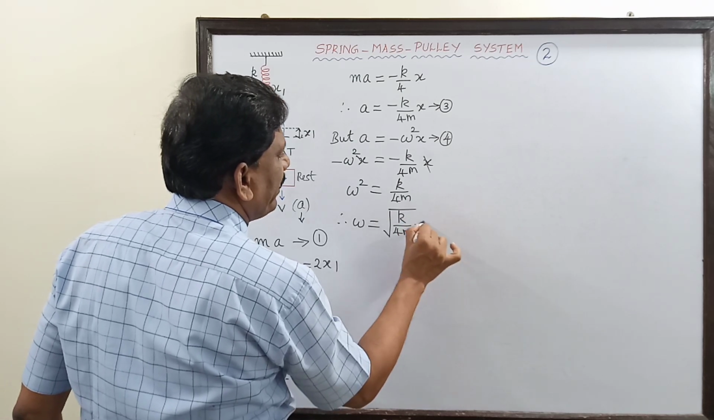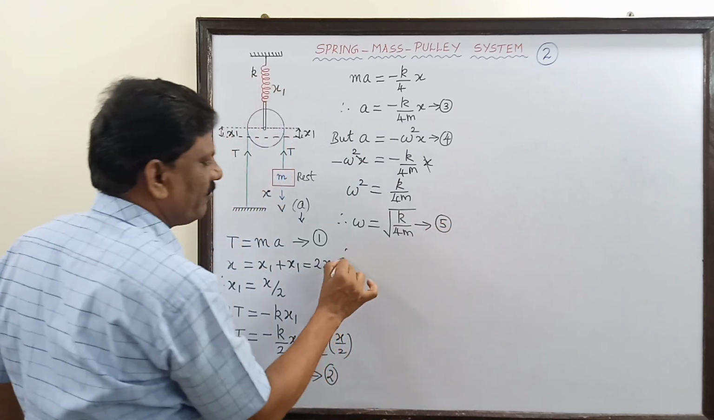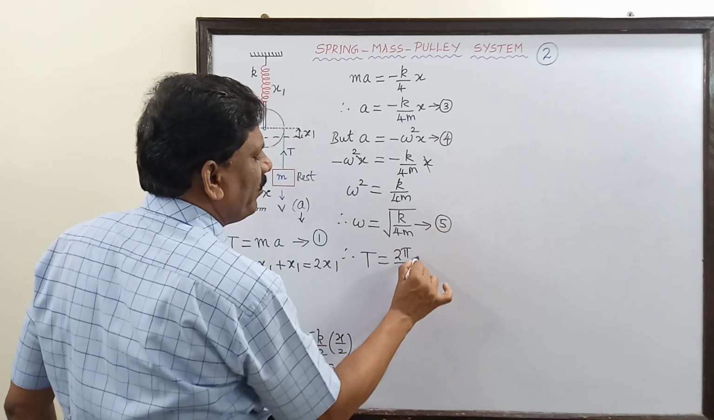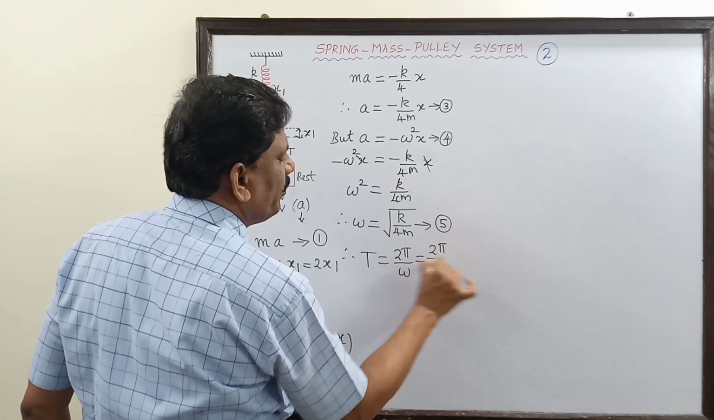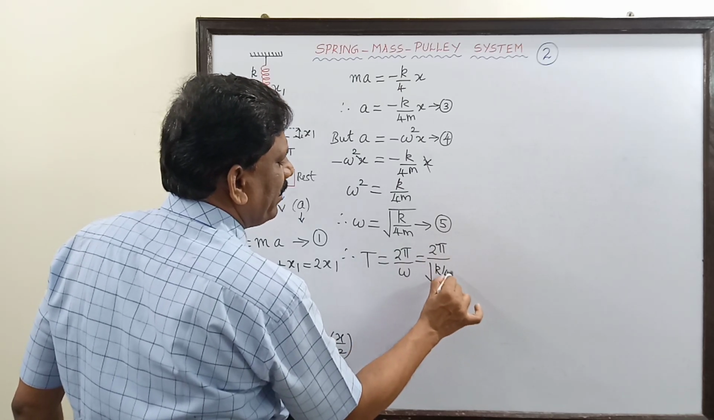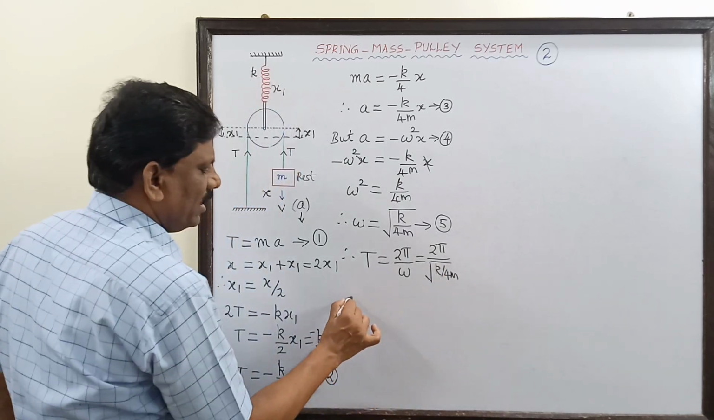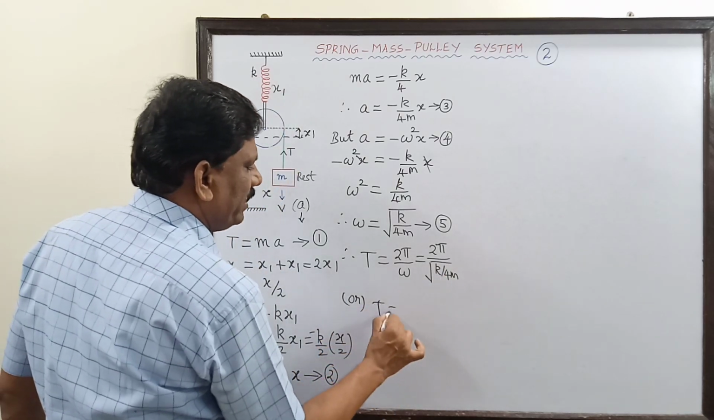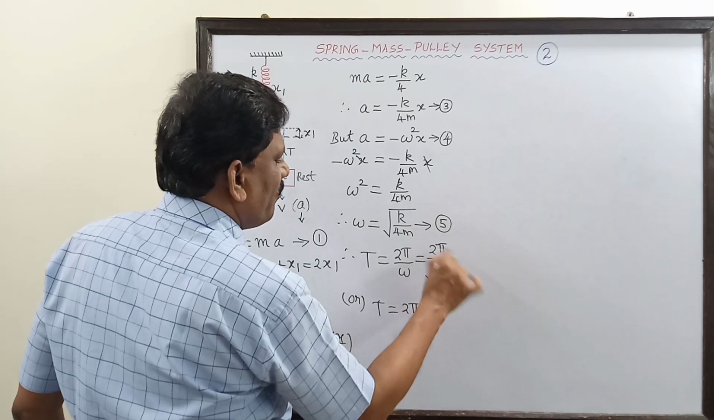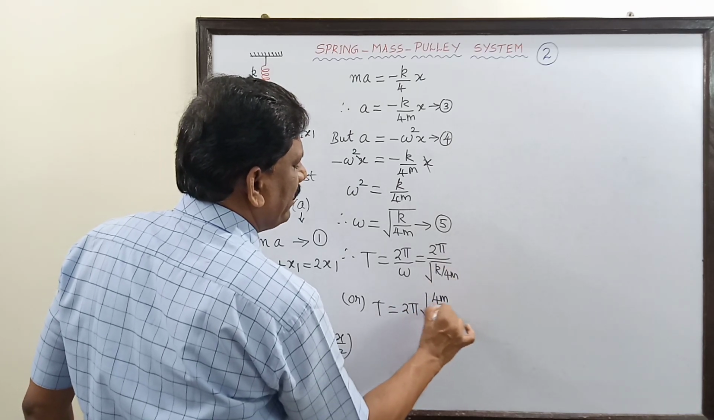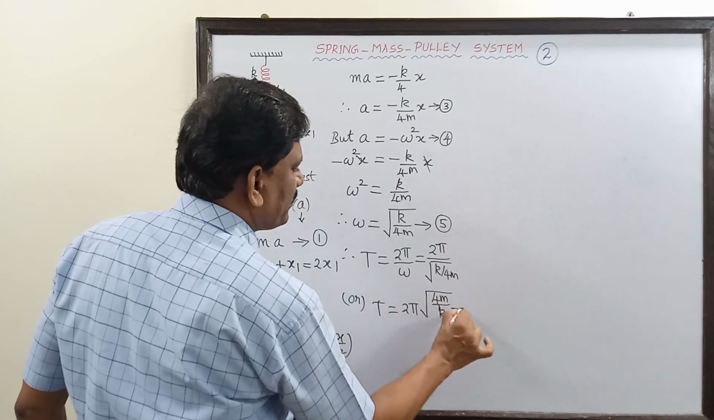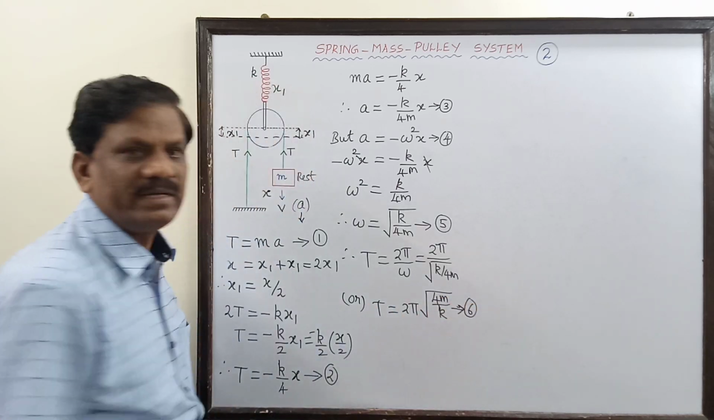Root k by 4m, and this is equation 5. Therefore, what is the period? Period of oscillation is equal to 2 pi by omega. So this is equal to 2 pi divided by root k by 4m, or T is now equal to 2 pi into square root of 4m by k. So this is the expression which is required.